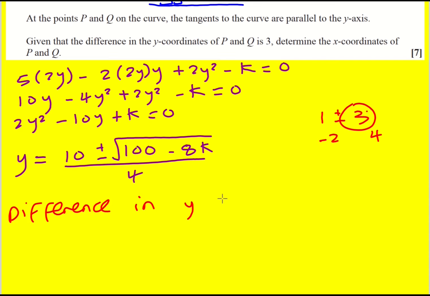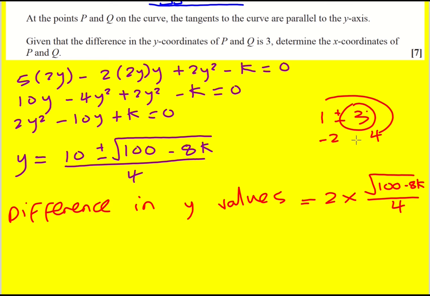The difference in y values is going to equal, I can forget about the 10 over 4, it's going to be 2 times root 100 minus 8k over 4. I'm doing the equivalent to what I talked about over here. If I'm adding 3 on and minusing 3, the difference is 6. If I'm adding root 100 minus 8k over 4 and minusing it, the difference is going to be 2 lots of that. And that, remember, is then going to equal 3.